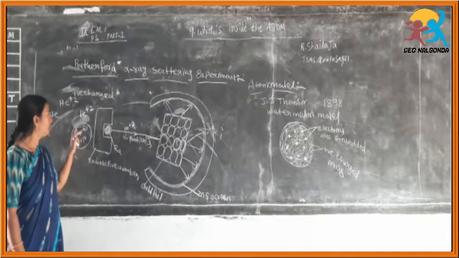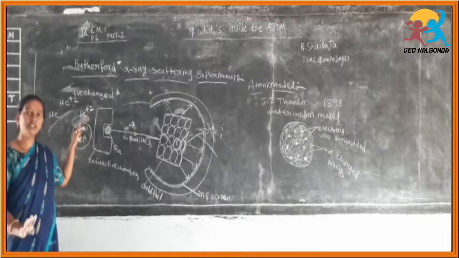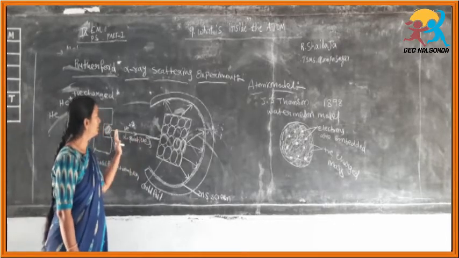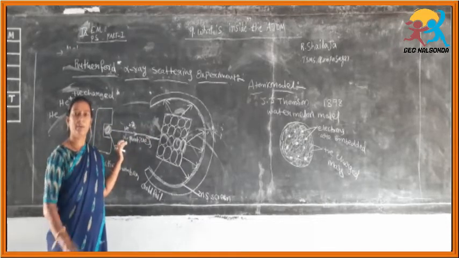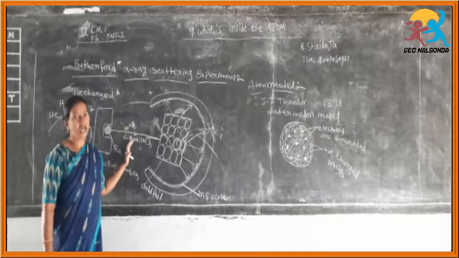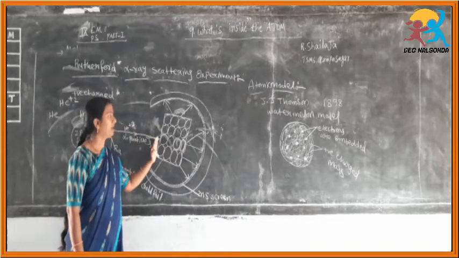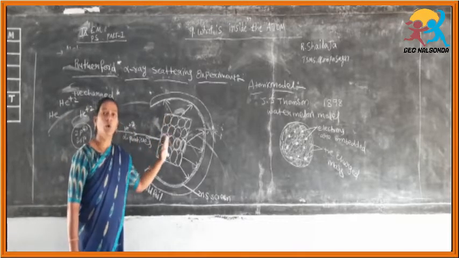So this total HC+2 exhibits a positive charge. These alpha rays contain alpha particles, and that alpha particle has a positive charge. So this positively charged particle is hit on the gold foil.